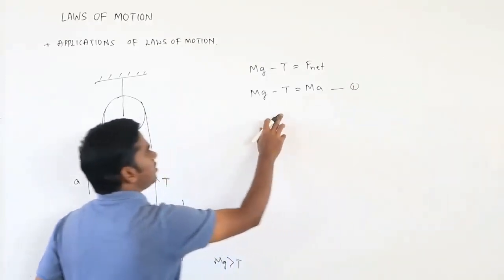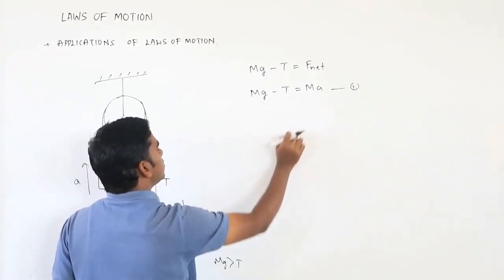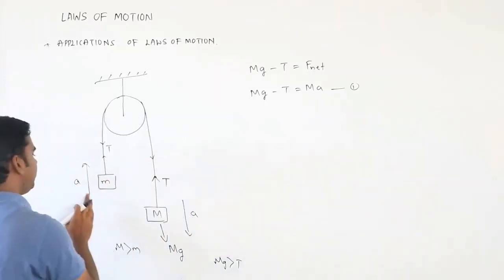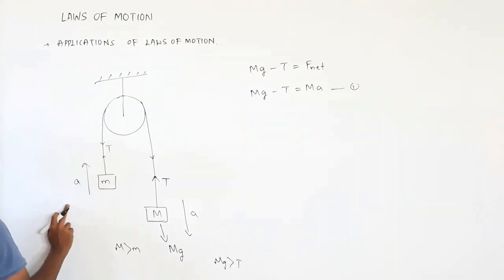Here you can't get the acceleration yet, because T is also unknown and A is also unknown. So similarly, if I come to this second body, it is moving in the upward direction.